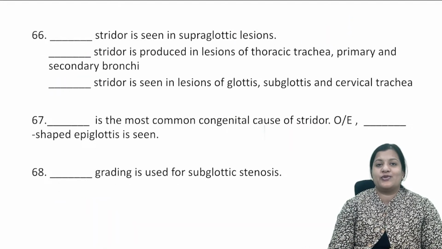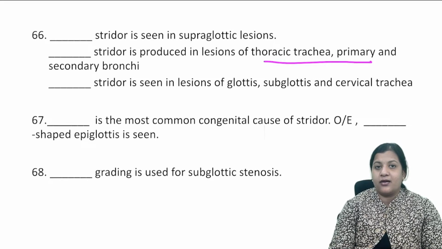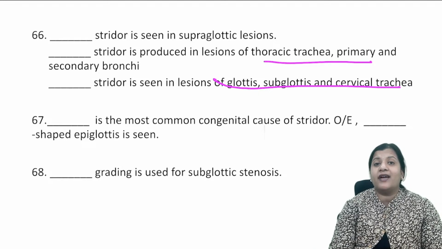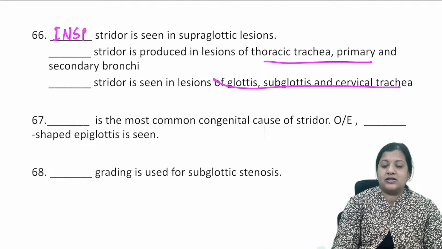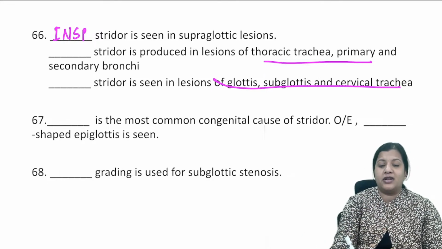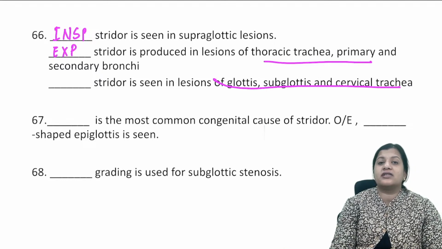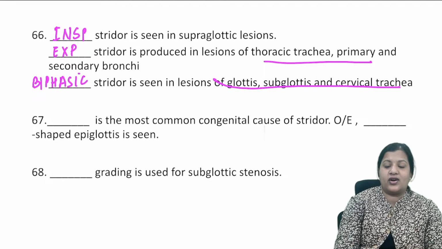Now let's quickly go to stridor. In which type of stridor is seen in supraglottic lesions? What type of stridor is produced if the lesion is in the thoracic trachea, primary and secondary bronchus? And what type of stridor is seen in lesions of the glottis, subglottis and cervical trachea? Yes, so whenever supraglottic lesions, you get inspiratory stridor. Anything inside your chest, like the thoracic trachea, primary and secondary bronchus, you get expiratory stridor. And whenever there is a lesion of the glottis or subglottis, you get biphasic stridor.